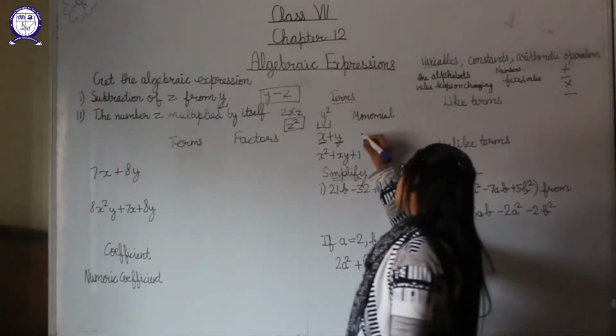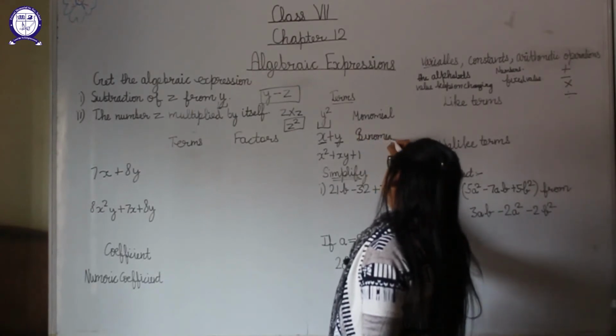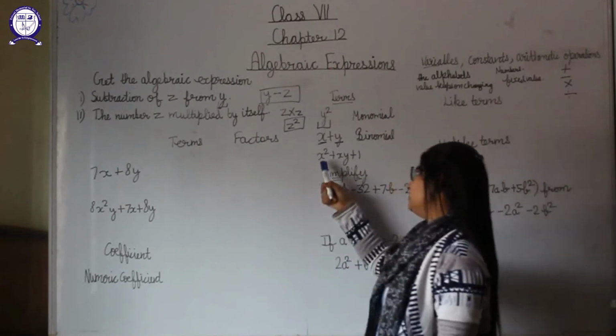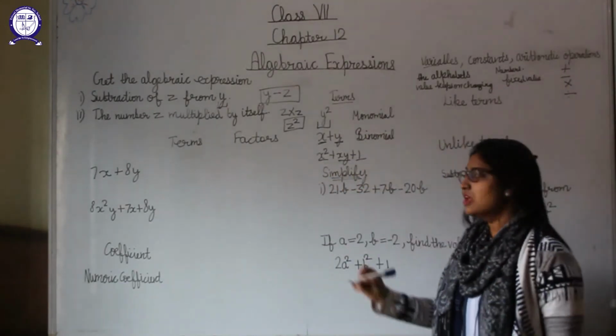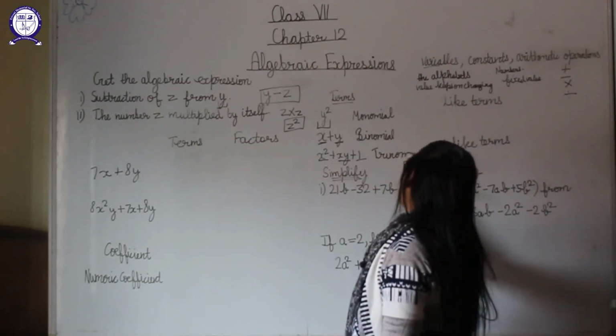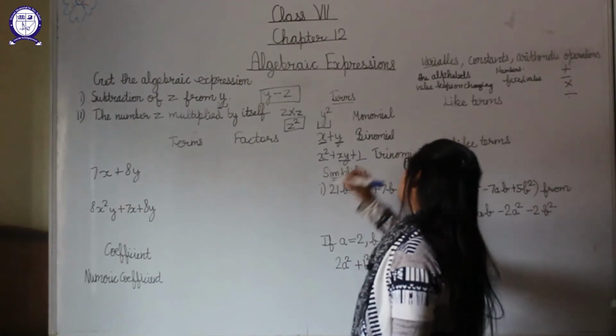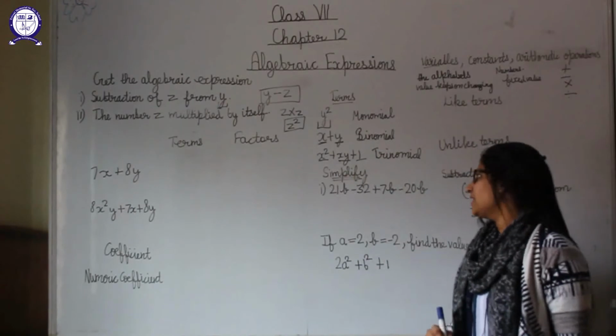So when in the algebraic expression there are two terms, we can call it a binomial. Okay, and if there are three terms, x square, xy, and 1, these are the three terms in this, so this will be called a trinomial, right? So according to the terms, we can classify the algebraic expressions as monomial, binomial, and trinomial.